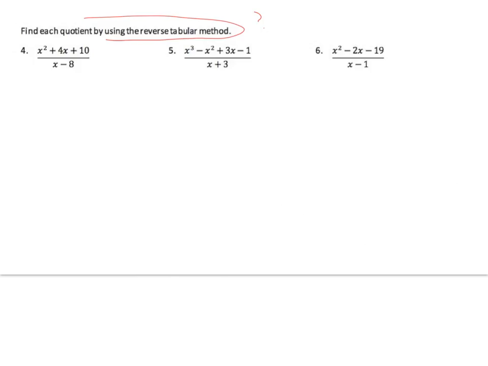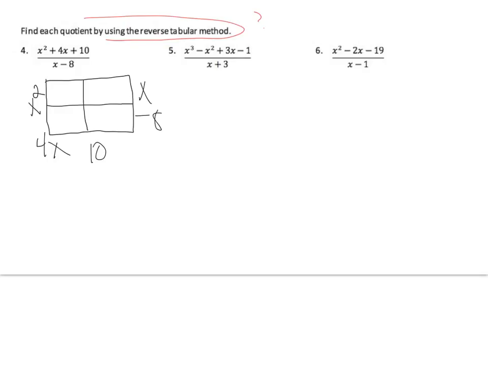Okay, reverse tabular method. Let's try a few. I've been interrupted a few times, so I'm not sure if I've told you guys this. This is probably my least favorite method, but it's okay. I will do it for y'all.